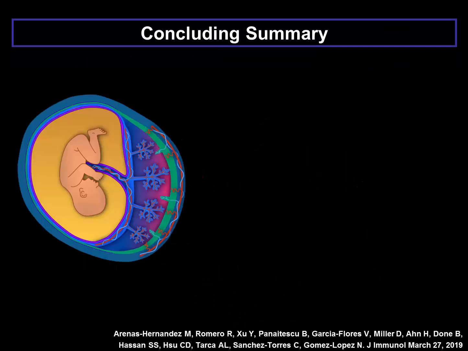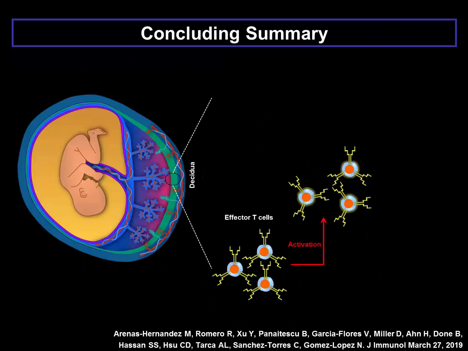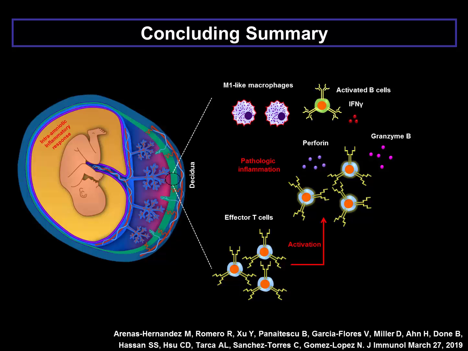To summarize, effector and activated T cells initiate immune responses at the maternal-fetal interface, leading to preterm labor and birth, which can be abrogated by treatment with progesterone.